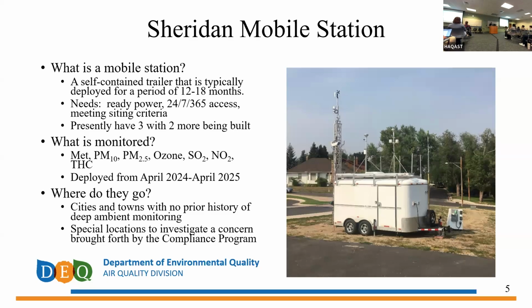So for Sheridan, we went there from April 2024 to April 2025 due to a finding in our network assessment to visit the community for more gaseous monitoring. And why do we pick where they go? We want to look at cities and towns with no history of deep monitoring, and our compliance team may have locations for us as well to investigate.